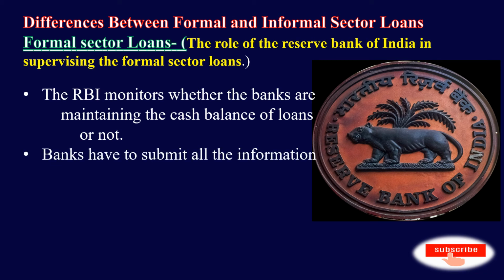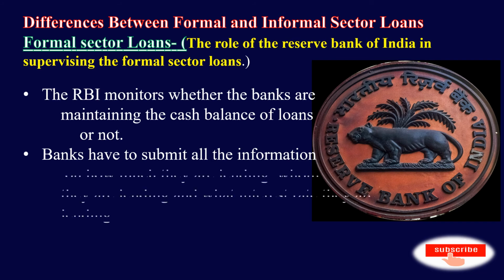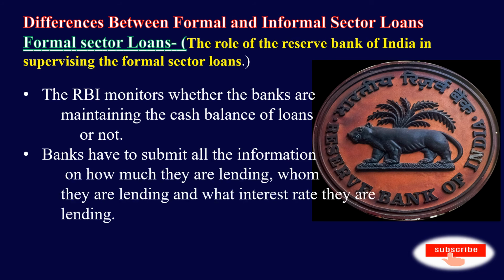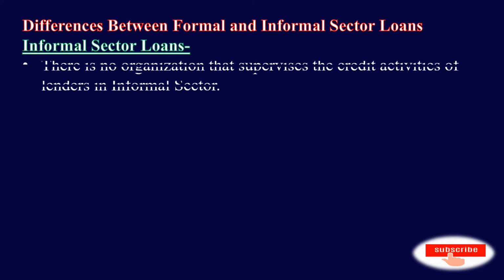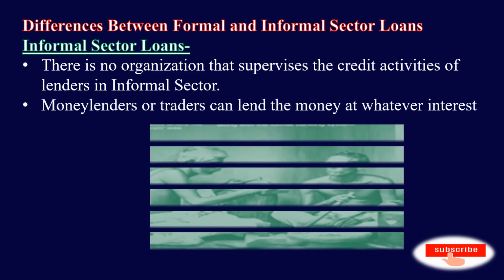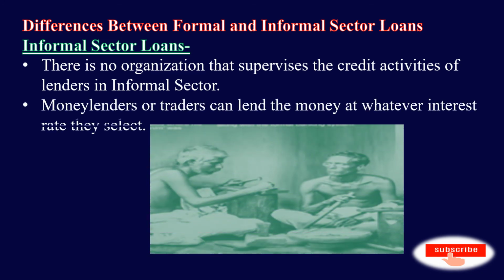And from time to time, banks have to submit all the information to the RBI. The banks inform the RBI how much they are lending, whom they are lending to, and at what interest rate. But when we see the informal sector loans, in the informal sector there is no organization that supervises the credit activities of lenders. Money lenders or traders can lend the money at whatever interest rate they select.